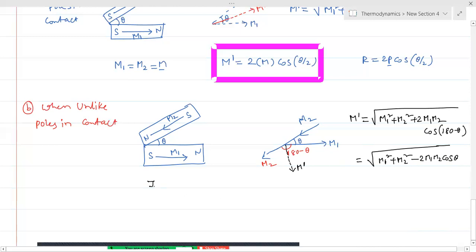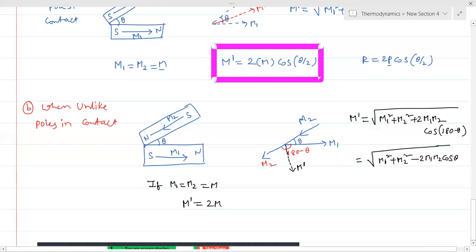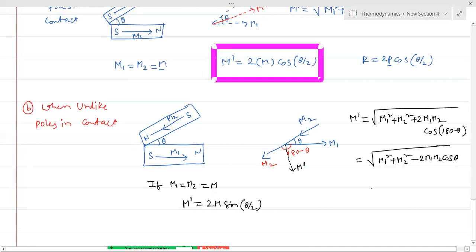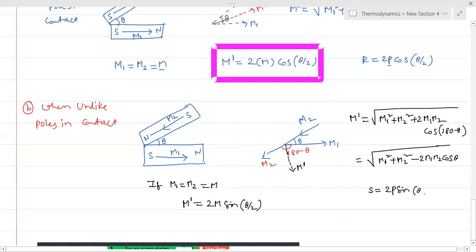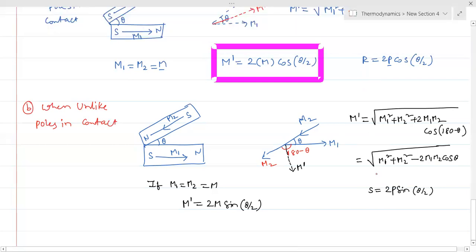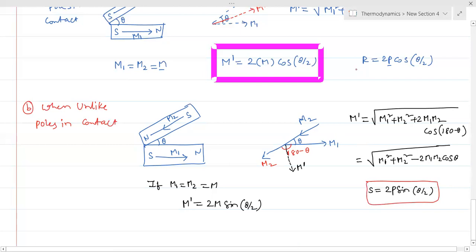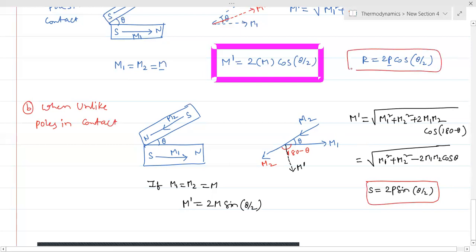Suppose in the same discussion, if M1 is equivalent to M2 is equivalent to M, we are taking the subtraction of vectors: M dash is equivalent to 2M sin theta by 2. Because we have a shortcut for the subtraction of two equal vectors: S is equivalent to 2P sin theta by 2. So these two things are very important while we are doing problems in electrostatics or in magnetism as well as vectors.